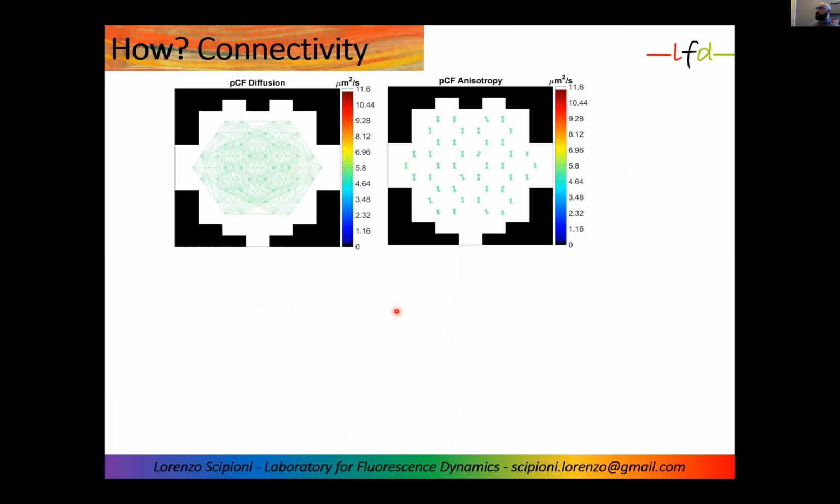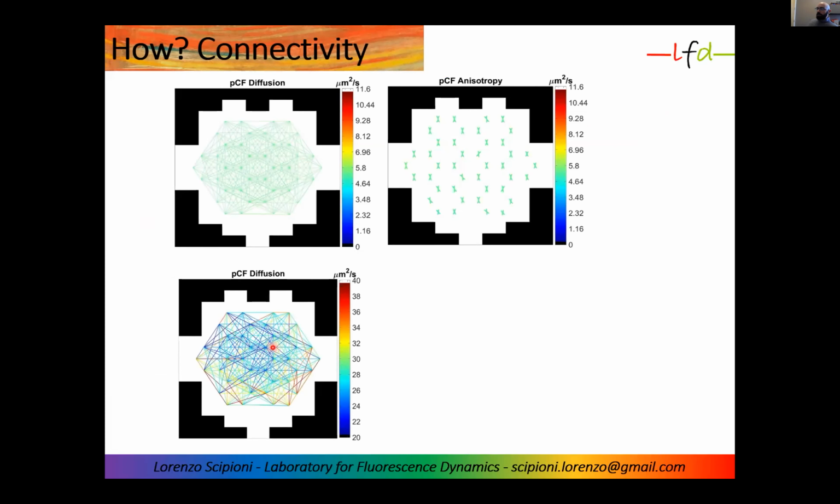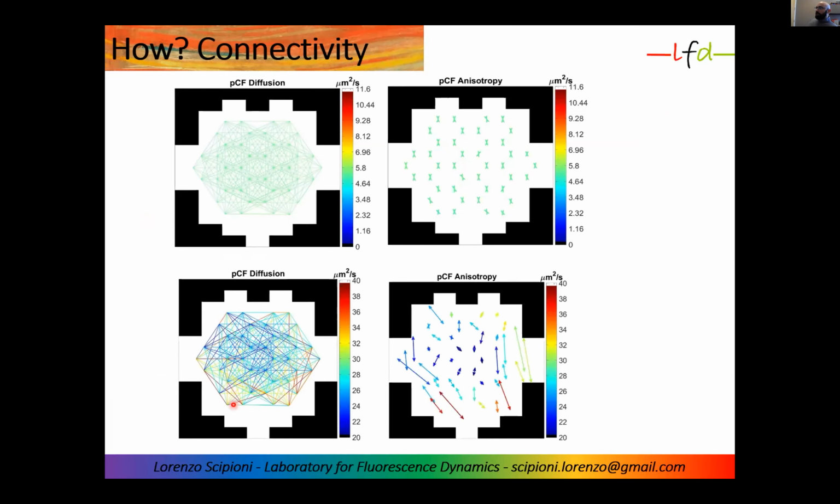This is in the case of a solution. You can see that everything is perfectly isotropic. The diffusion has the same value in every point of the detector. Things change as soon as you move to the cell. So let's see this data set which was acquired in the cell. Here we have the connectivity map, and here we have the anisotropy.